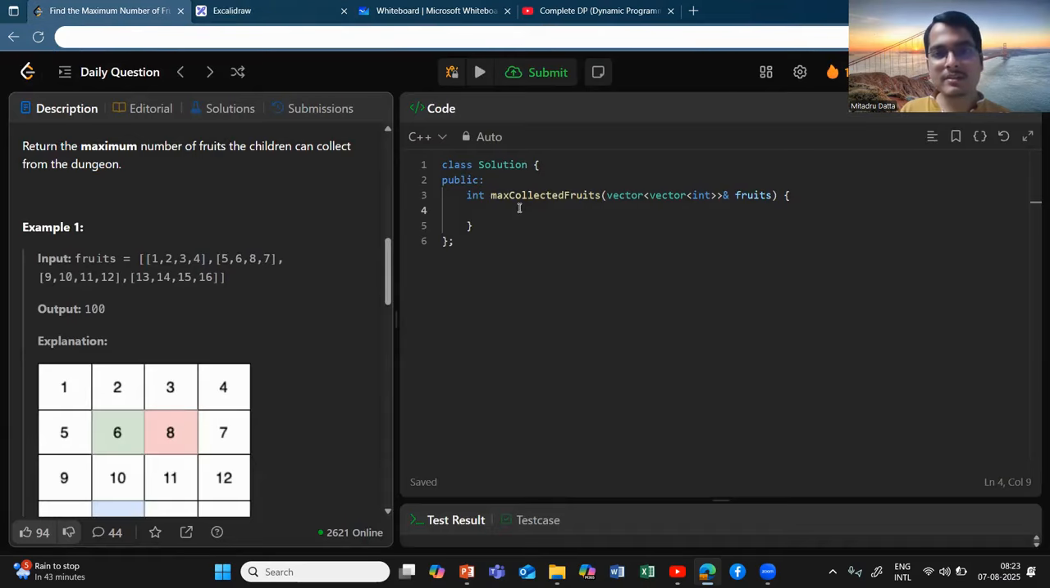So let me quickly do one thing. I will at first collect all the fruits along the diagonal. That is very obvious and intuitive also, I guess.